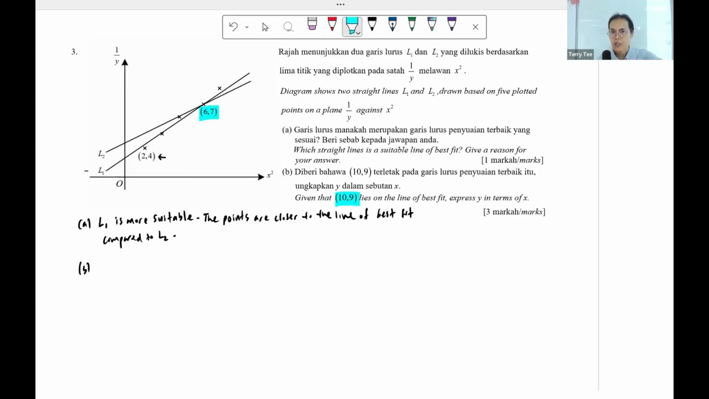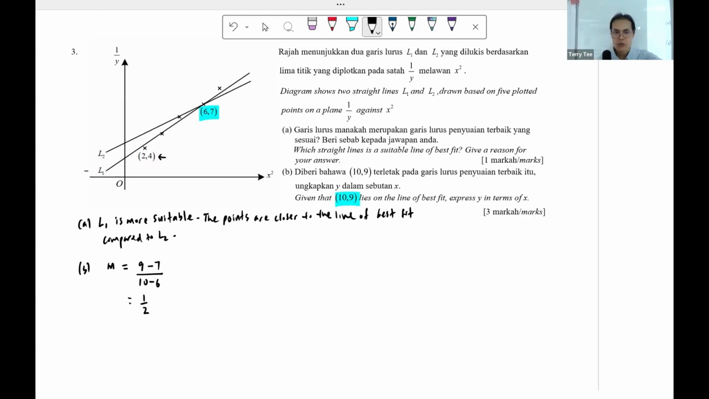Now remember, to find the equation of the line of best fit, you must first find the gradient and your y-intercept. So for my gradient, I use y2, which is 9, minus y1, 7, over x2, 10, minus x1, 6. So 9 minus 7 is 2. 2 divided by 4, the gradient is half.